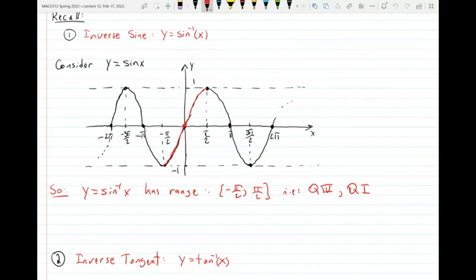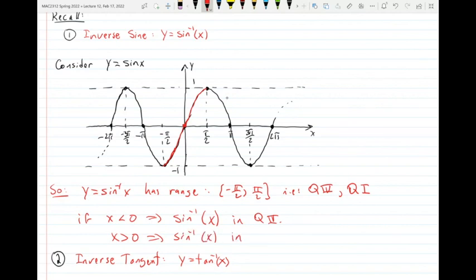Okay, so again, you restrict the sine function to make it 1 to 1, so that's just the red line, so you can ignore whatever is drawn in black and just look at the red figure. So that means the domain is from negative pi over 2 to pi over 2, and that becomes the range of the inverse sine. So if x is a negative number, then the inverse sine of x is going to be an angle in quadrant 4. And if x is a positive number, then the inverse sine of x is going to be in quadrant 1. That's what's important.